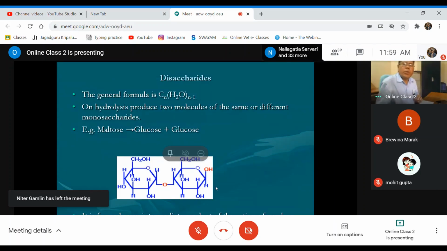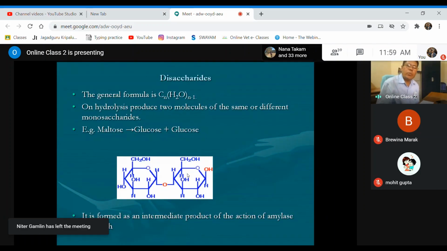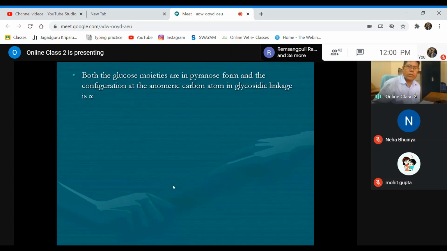In the earlier slide, we have seen that there are two glucose residues, and both are linked by a glycosidic linkage, which is formed between carbon number 1 of the first residue and carbon number 4 of the second residue. Since the linkage is from carbon number 1 to carbon number 4, and the configuration at carbon number 1 of the first residue is alpha, it is called an alpha 1 to 4 glycosidic linkage. This is just what is written here in the next slide.